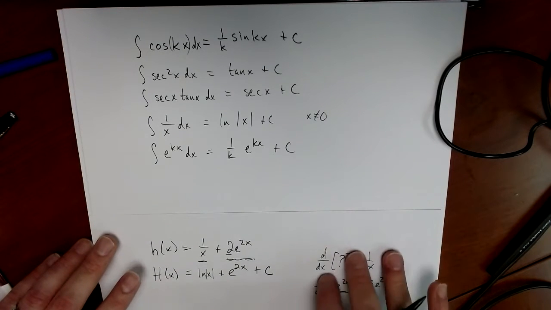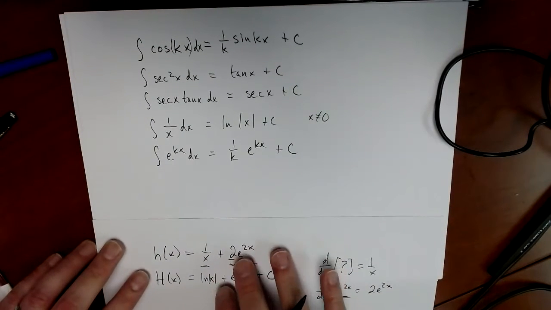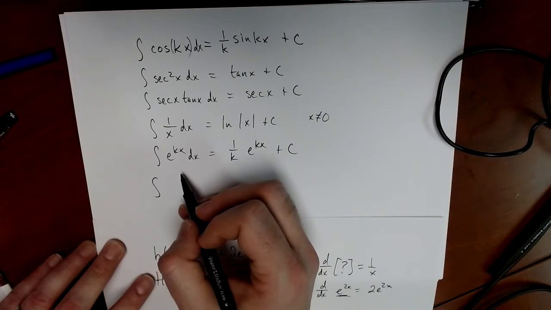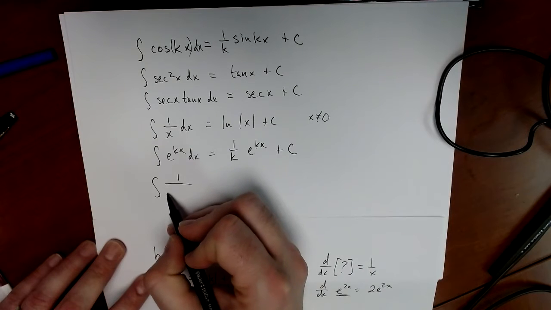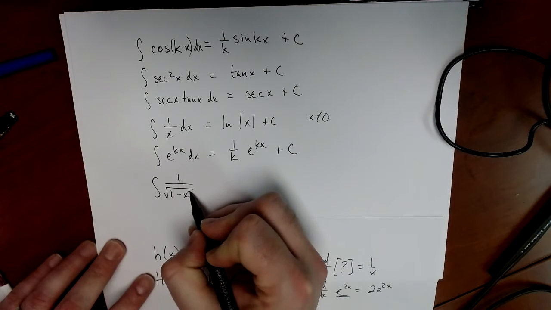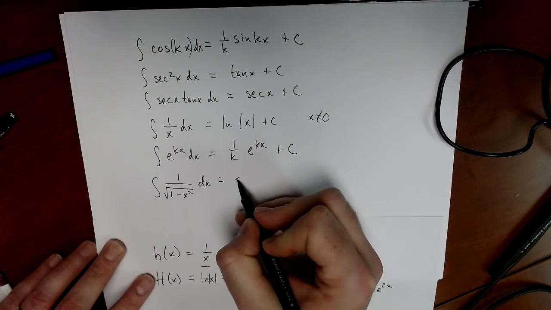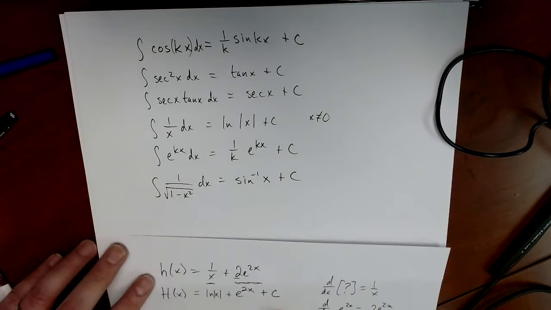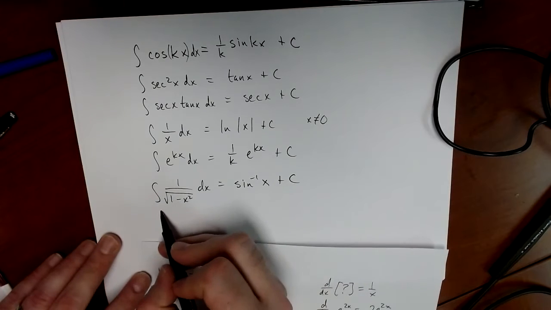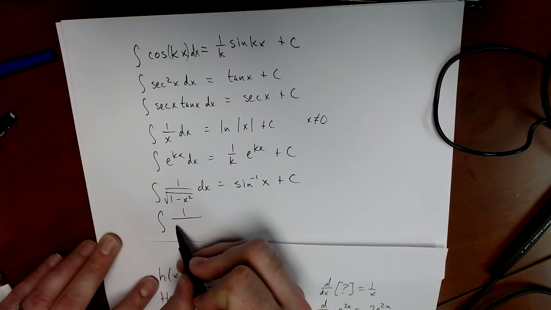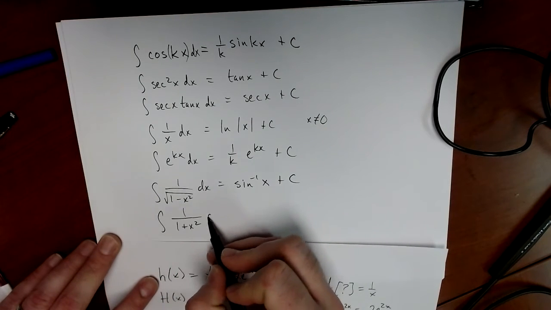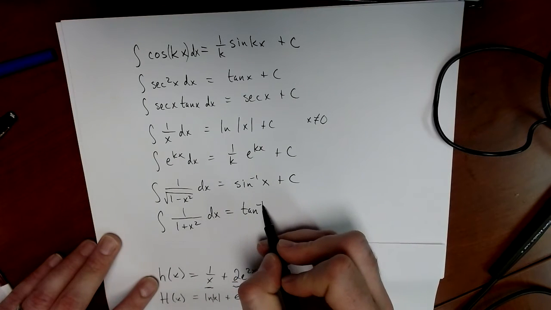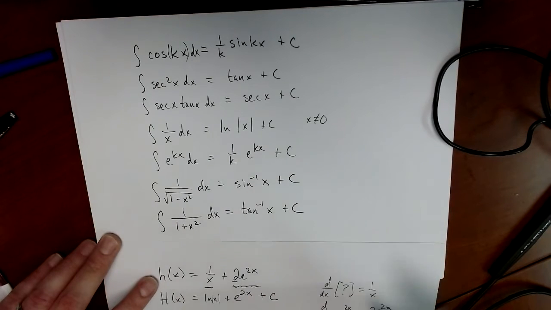We have some inverse trig formulas. So for instance, the antiderivative of, I'm just going to do these without the k here, 1 over root 1 minus x squared dx is equal to sine inverse of x plus c. Another common one that comes up is 1 over 1 plus x squared. The antiderivative of that is going to be tan inverse x plus c.